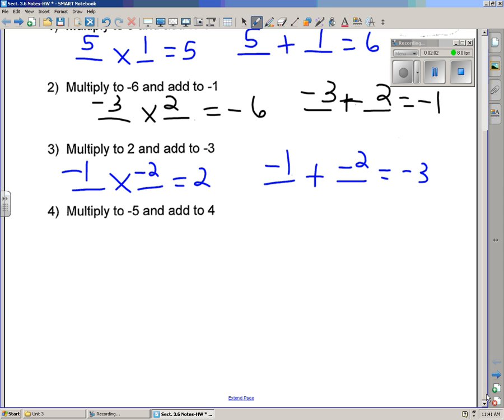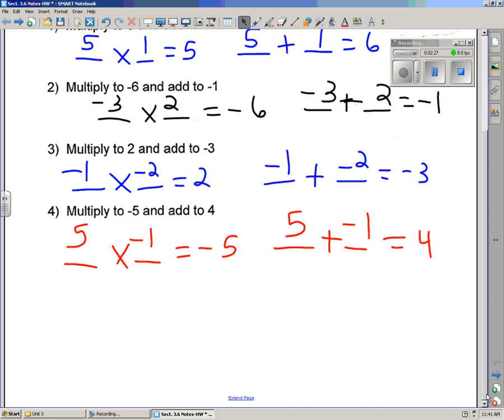The last little puzzle here is what we're going to try to multiply to equal negative 5, and add to equal a positive 4. Again, it's multiplying to a negative, so the signs have to be different. When you do the addition of those different signs, the bigger one should be positive because the answer is positive. So what two numbers will do this? It would be 5 and negative 1, because that multiplies to negative 5, and 5 plus negative 1 adds to 4.